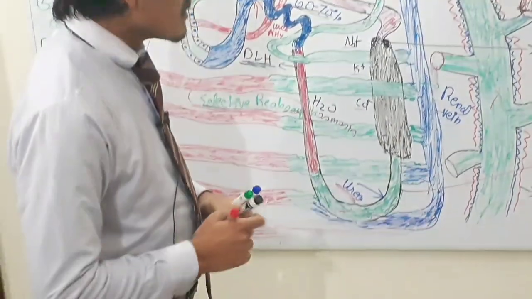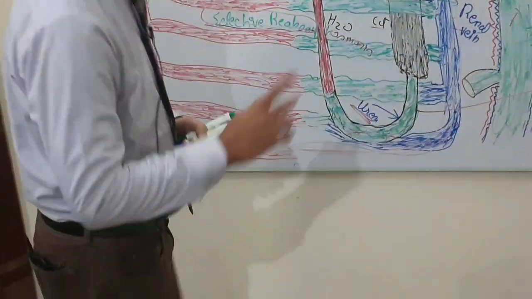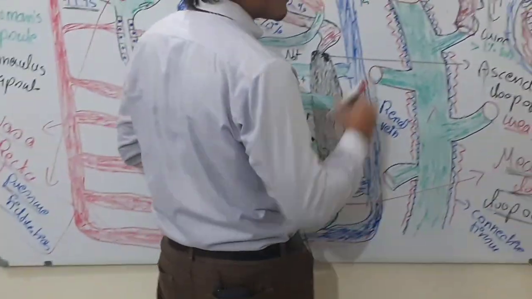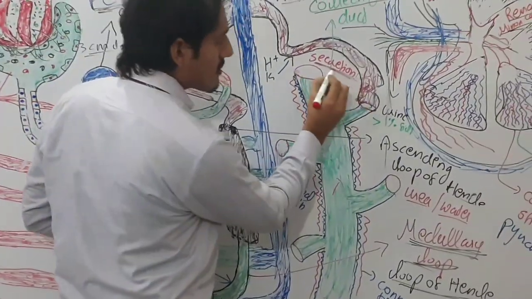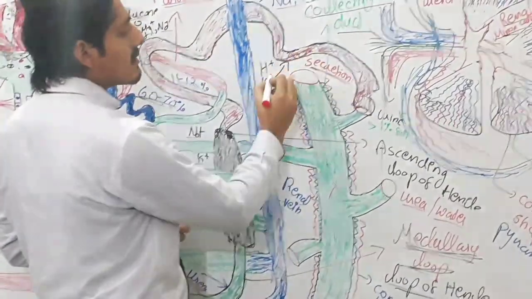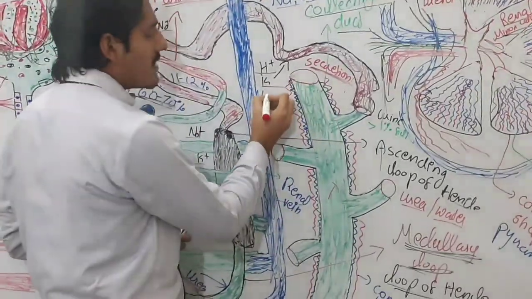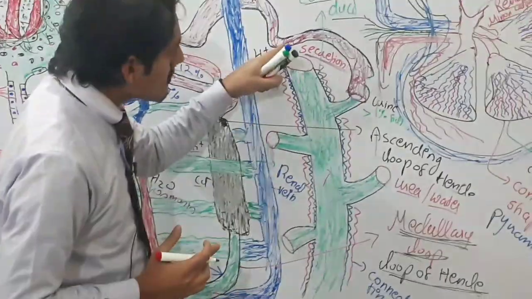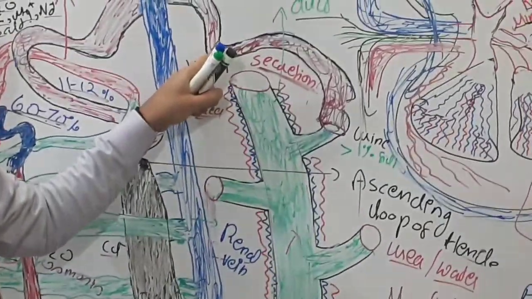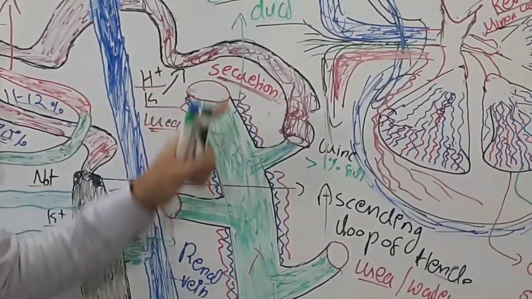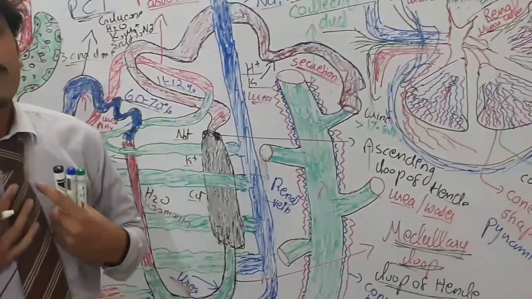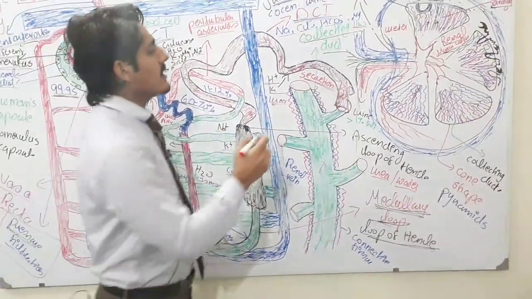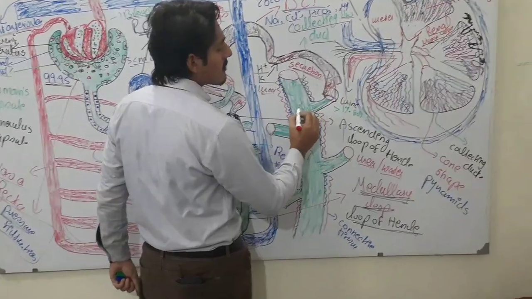The third phenomenon is called secretion. In this phenomenon, hydrogen, potassium, and urea, which are toxic to our blood, are released into the filtrate. The basic purpose of secretion is to maintain the pH of our blood. So clear? Next, the filtrate enters the collecting ducts.